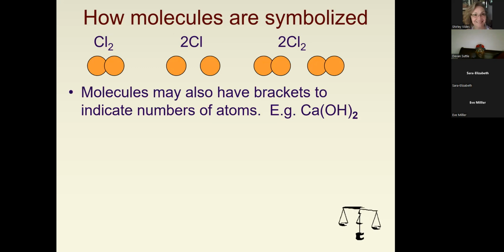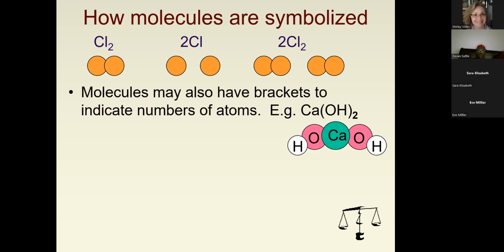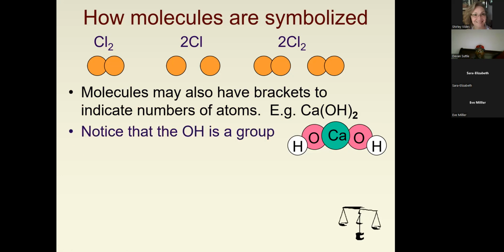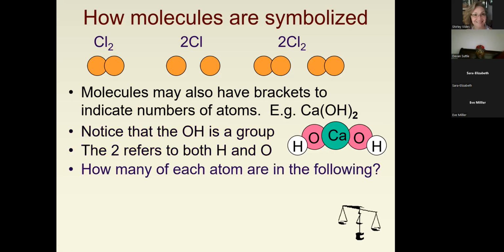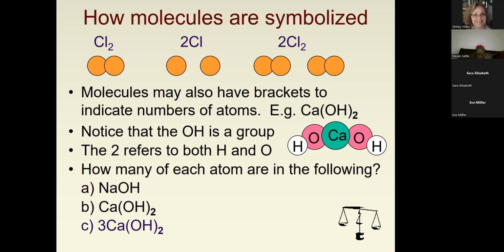All right, and then you may also have things with parentheses like Ca(OH)2, and that just means that you have 2 OHs, right? Right here, 2 OHs, 2 of them, but only 1 Ca. You see that? So when you're looking at that, let's see if you understood what we're talking about. Tell me how many atoms of each are in these. And I mean each element. How many atoms of each element are in A?